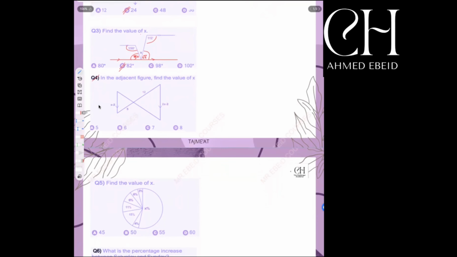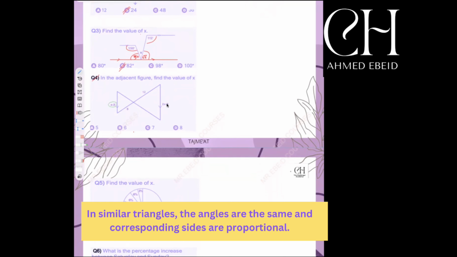Let's move to question 4. In the adjacent figure, find the value of x. This shape is called in mathematics the butterfly shape. We have two similar triangles. In similar triangles, the corresponding sides are proportional. What is the meaning of that? It means this side over this side equals this side over the corresponding side, which is 12. Then you'll use cross multiplication to find the answer.